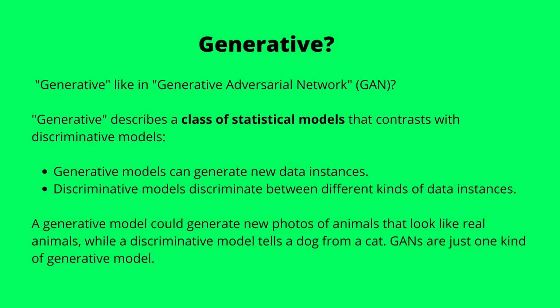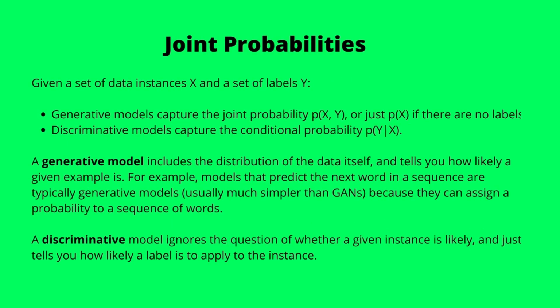Let me maybe explain this in a little bit more detail. It's about probabilities. We are still in statistics. So given a set of data instances X and a set of labels Y. So we have a lot of pictures of dogs and cats, X, and a set of labels Y, where Y1 is cat and Y2 is dog. Now, the generative model captures the joint probability, or just P of X if there are no labels, and the discriminative model captures the conditional probability.